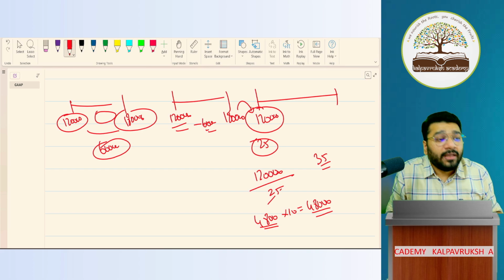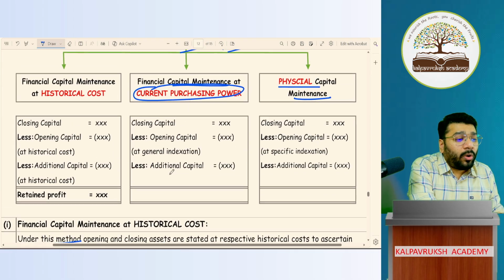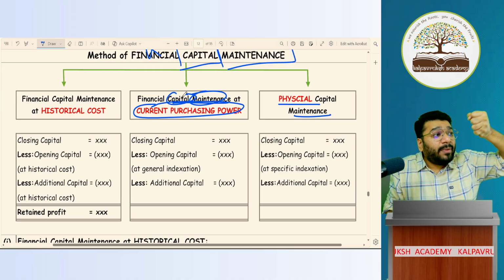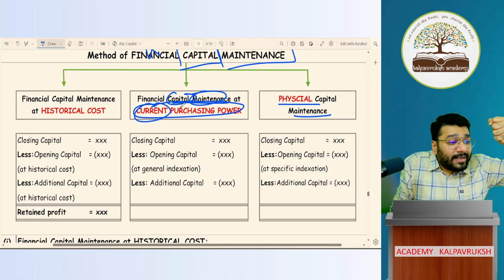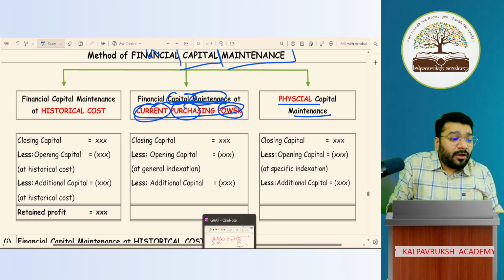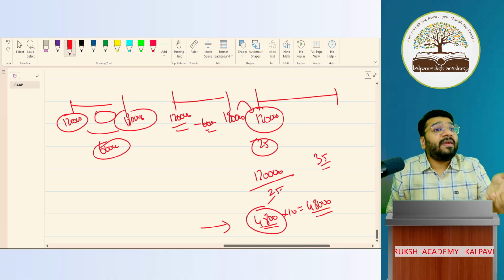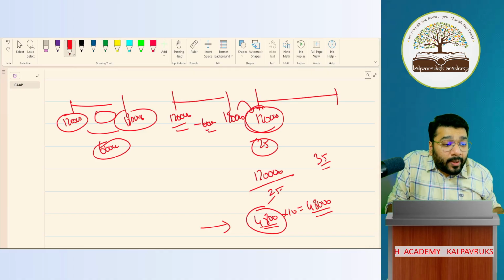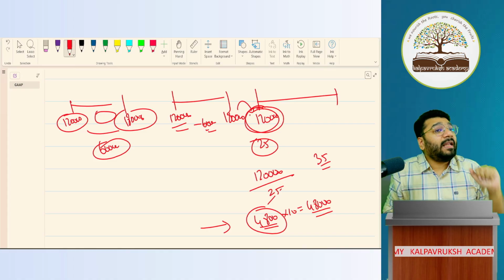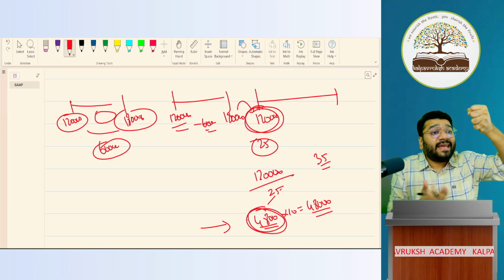Clear or not clear? Hence, we go to method 2. In method 2, what is called is maintaining the capital in such a way that you will be able to manage your current purchasing power. In this question, is my current purchasing power weak or strong? It is weak. With this 120, earlier you were buying 6,000 chocolates. Now with the same 120, how many chocolates are you able to buy? Only 4,800. Your purchasing power has increased or decreased?